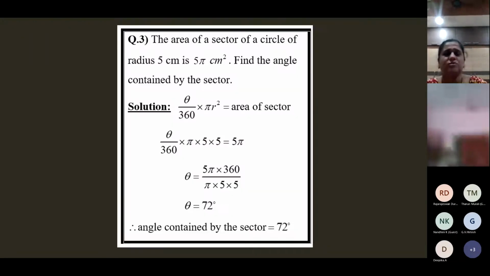Yeah, this again is just the formula, children. Here, you're given the area of the sector. What's the formula? Theta by 360 times pi r squared is equal to the area of the sector. We know this formula. Just write the formula, then substitute the given values and find theta. Theta is 72 degrees.